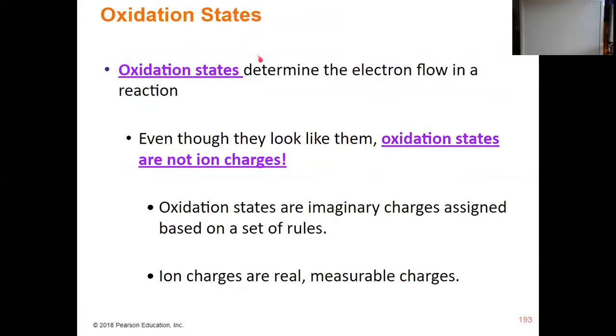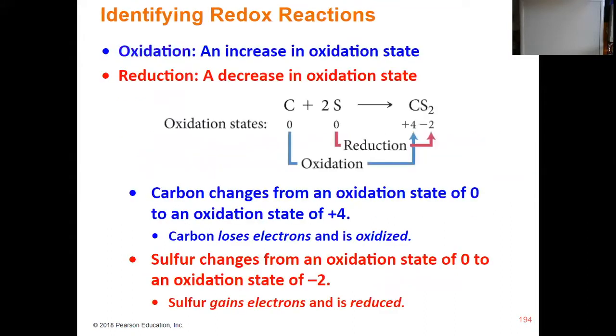Another way that we can determine the direction of electron flow is using oxidation states. Oxidation states look very similar to charges on ions, but they are not the same thing. Oxidation states are these imaginary numbers that we use that help us keep track of where our electrons are moving to and from in a redox reaction, but they're not an actual charge. A charge, on the other hand, is something real. It's something that we can measure.